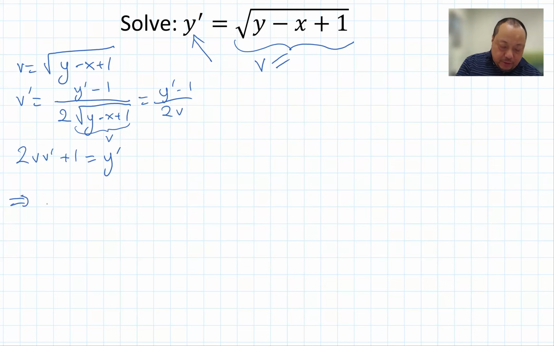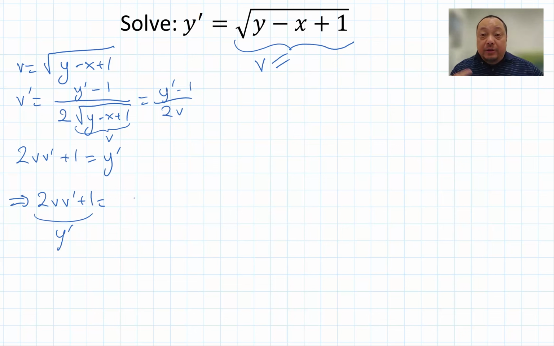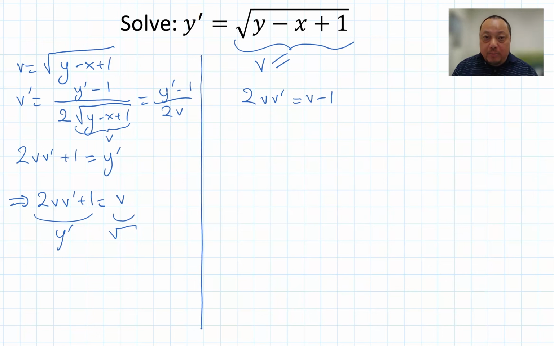Great. I substitute in. I have 2v v prime plus 1. I substitute in for y prime. And then on the right-hand side, I have that square root. But I already substituted that square root for v. So the whole thing is just equal to v. This is a separable equation. 2v v prime is equal to v minus 1. If I divide v minus 1 both sides, 2v v prime over v minus 1 is equal to 1. So now it's separable.